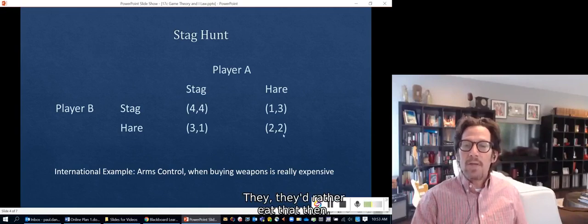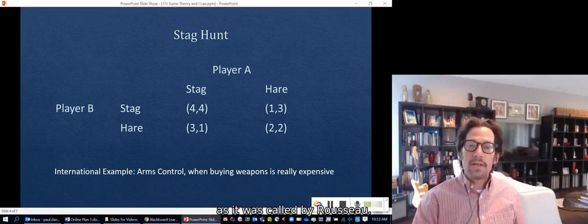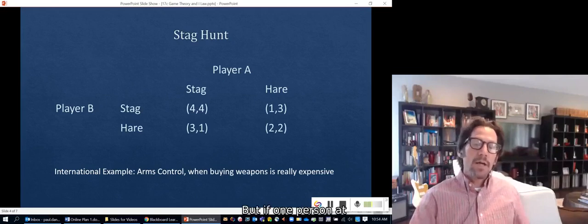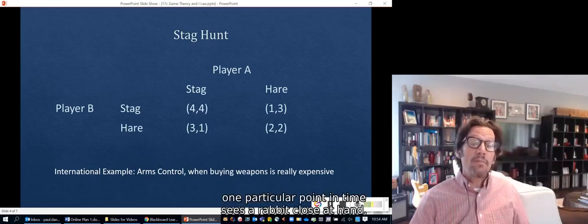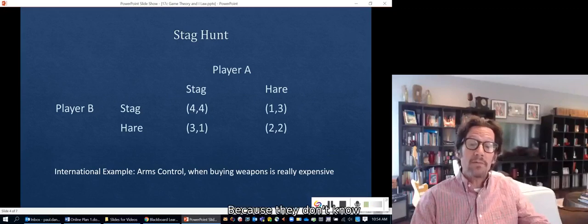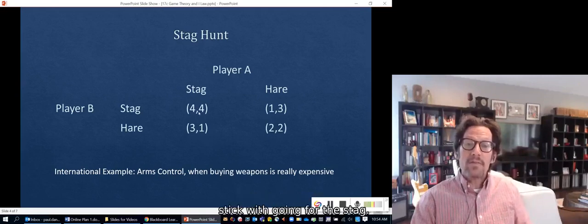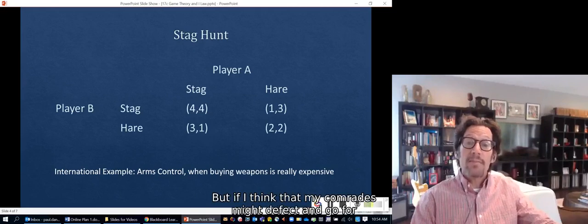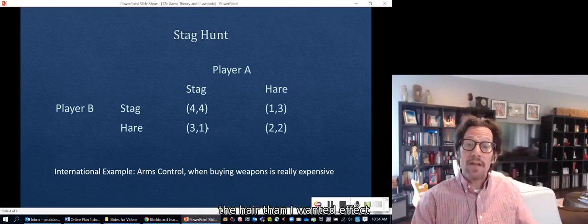They'd rather eat that than eat rabbit or hare, as it was called by Rousseau. But if one person at one particular point in time sees a rabbit close at hand, they're going to be tempted to grab the rabbit. Why? Because they don't know what the other people are going to do. The way this is set up is as long as I know that everybody else is going to stick with going for the stag, I'll stick with going for the stag. But if I think that my comrades might defect and go for the hare, then I want to defect as well because there's one right in front of me.